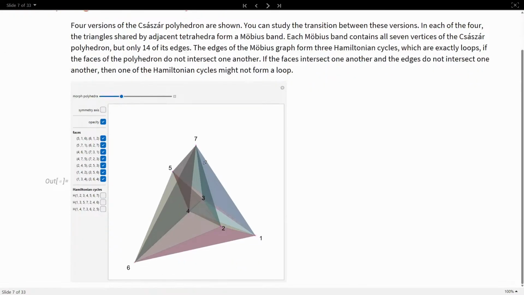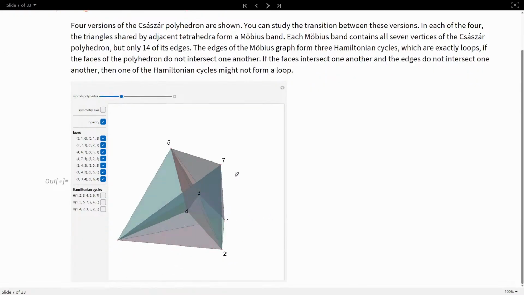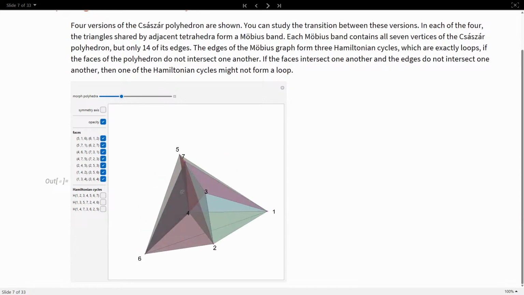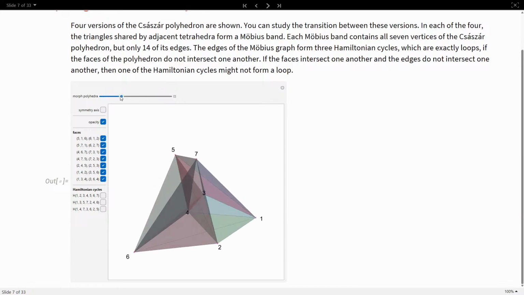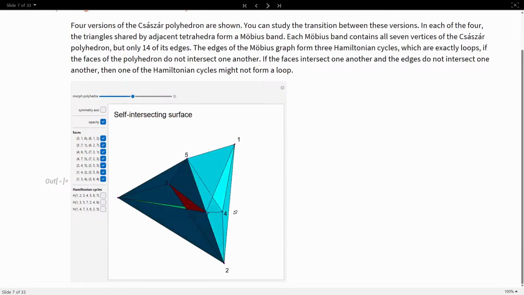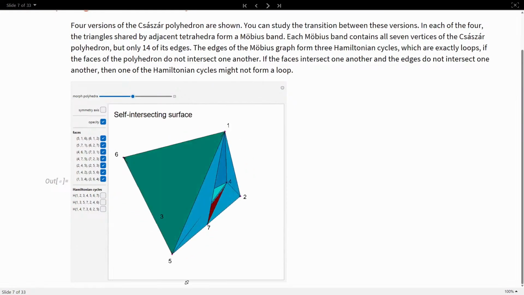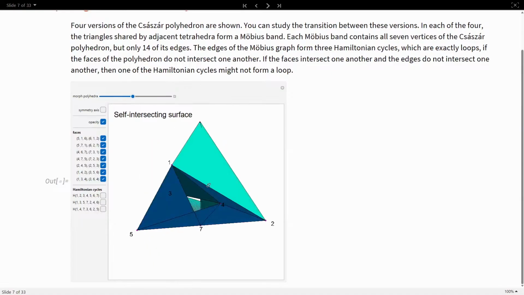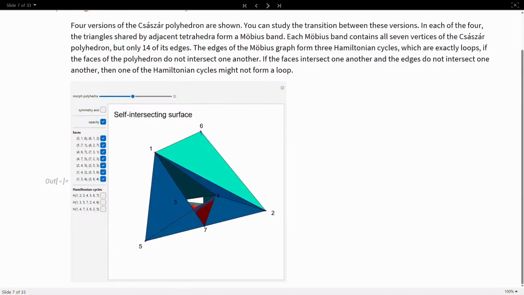And here's a demonstration that shows the Császár polyhedron, which I'm probably mispronouncing. We can morph it in various ways. And if you go to this demonstration, you'll be able to play with this unusual object in many ways. It can be kind of difficult to figure out what's going on, but here you can see that it is a torus. There's a hole going through it.